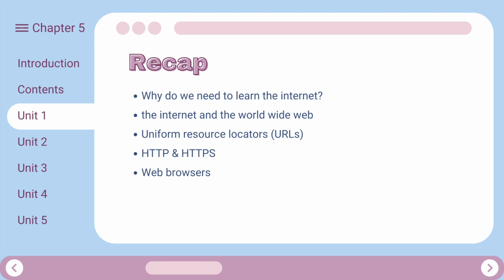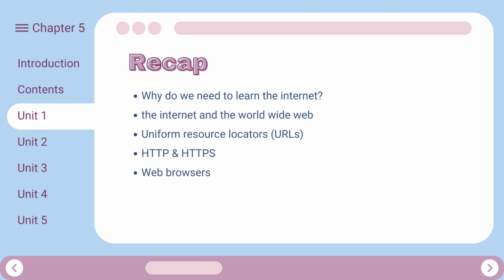In this video, we talk about the following topics. First, why do we need to learn the internet? It's because learning about the internet is essential for navigating and utilizing this powerful tool effectively and responsibly. Next, the internet and the World Wide Web. The basic relationship between them is that the World Wide Web is a way of accessing information using the internet.